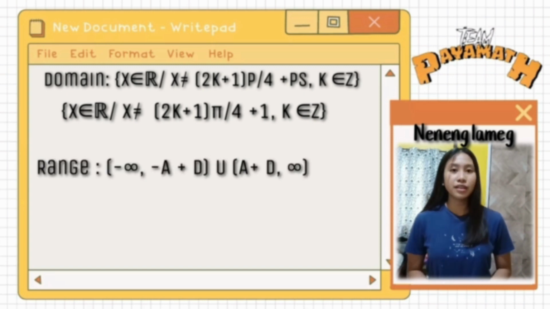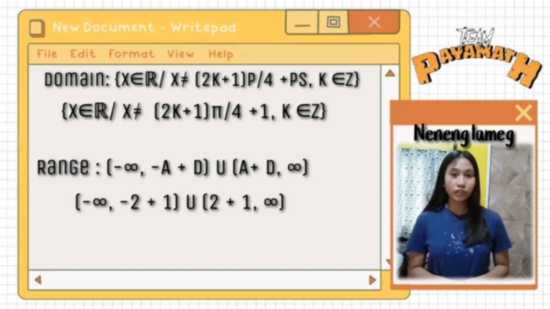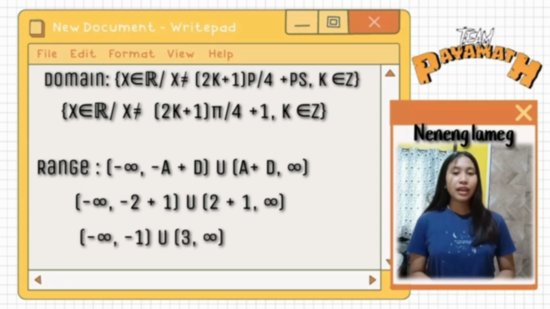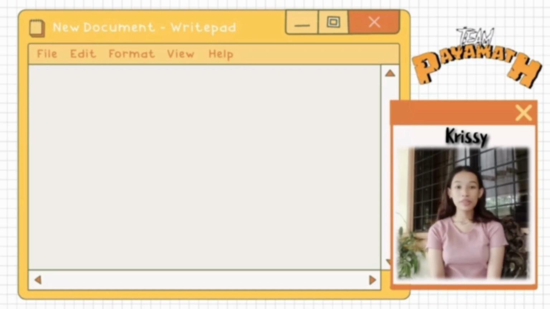For the range, we will be substituting the value of the amplitude and the value of d. It will be negative infinity to negative 2 plus 1, which is the value of d, union 2 plus 1, and then positive infinity. Simplifying this will give us an answer of negative infinity to negative 1, union 3 to positive infinity. Now that we already got the values for a until range, we will proceed to getting the table and how to plot the graph of secant.